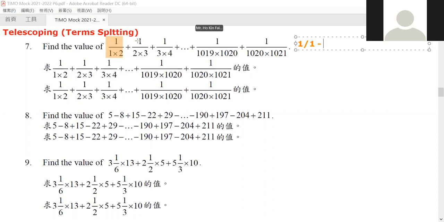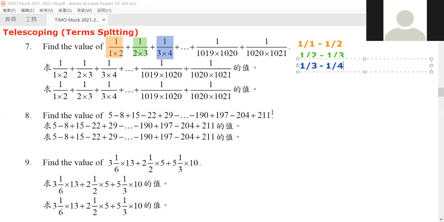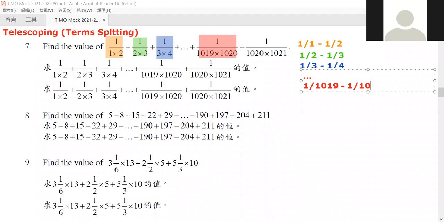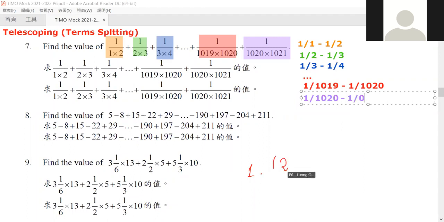For our second term, this can be split into 1 over 2 minus 1 over 3. And so on and so forth. So our third term would be equal to 1 over 3 minus 1 over 4. Now you can calculate it directly. You will see that each of these terms are equal, okay? So our second last term would be equal to 1 over 1019 minus 1 over 1020. And for our final term, this will be equal to 1 over 1020 minus 1 over 1021, okay?